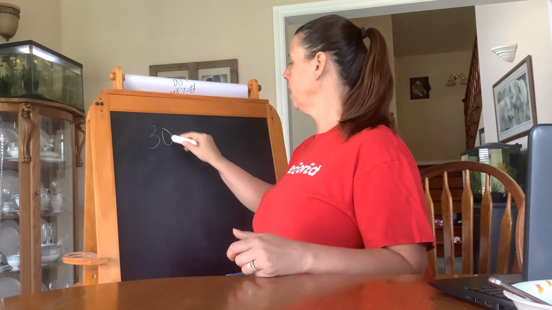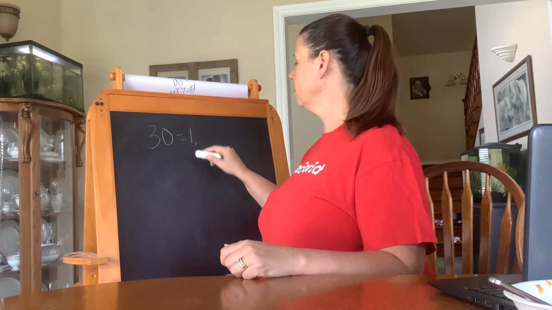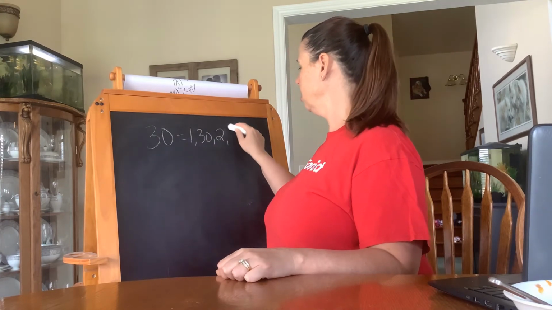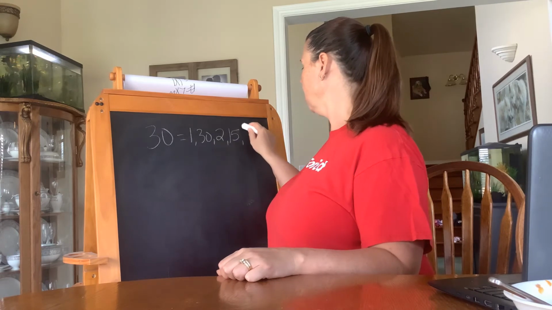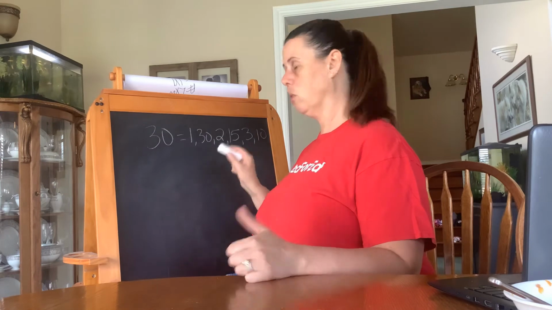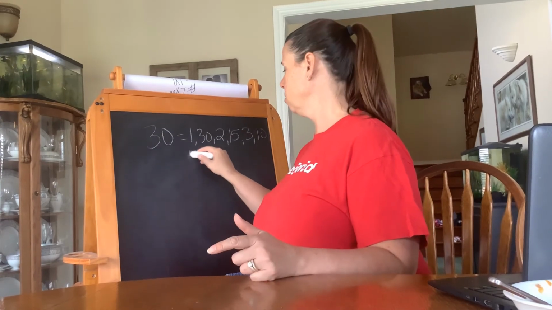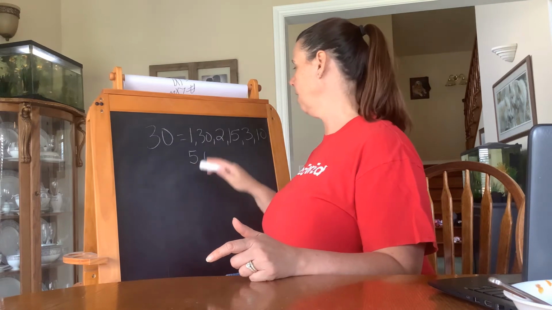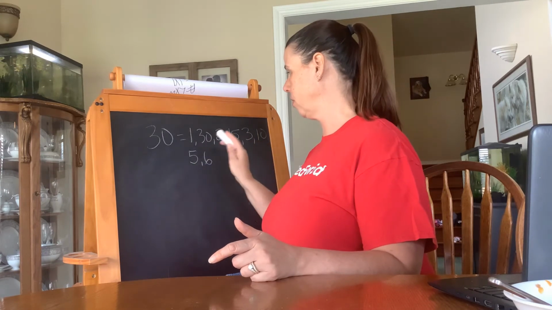30. What are my factors of 30? 1 goes into it and his partner's 30. 2 goes into it and his partner's 15. 3 goes into it, his partner's 10. 4 does not go in. 5 goes in and his partner's 6, and then my next one would be 6 and I already have it. So I know I've got all my factors of 30.